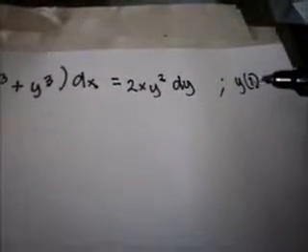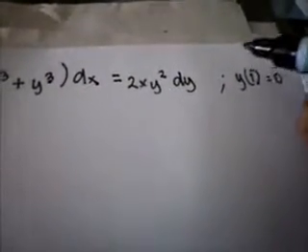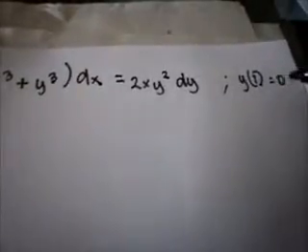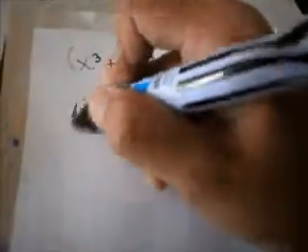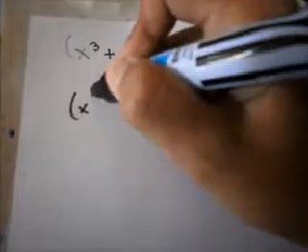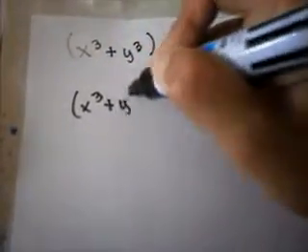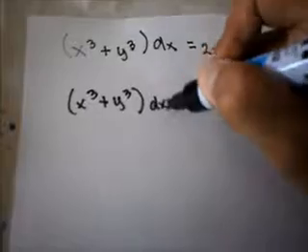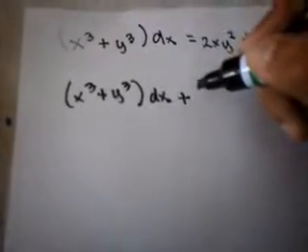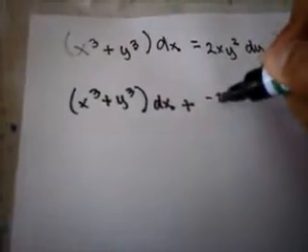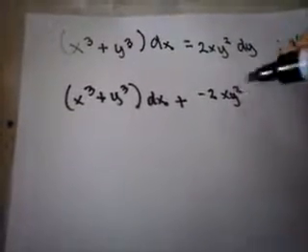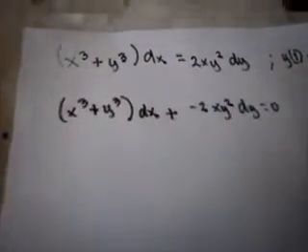If we substitute 1 for x and 0 for y in our equation, we will get the value of c later. But first we need to solve this equation. If we manipulate this one, we get x cubed plus y cubed dx minus 2xy squared dy is equal to 0.